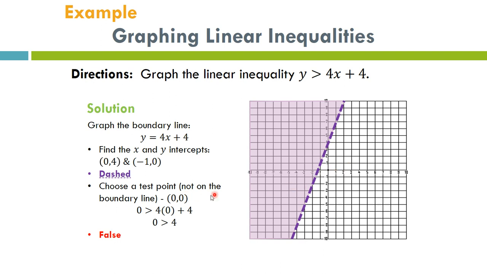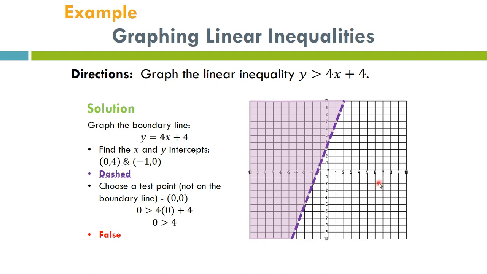I plugged 0, 0 into my inequality to see if it makes it true or false. When I plugged it in, it made my inequality false. 0, 0 would be here on my graph where my axes cross. Since it made it false, I want to shade the region where my test point did not come from. So that means the other side of my boundary line, which is why on this one, I shaded to the left.